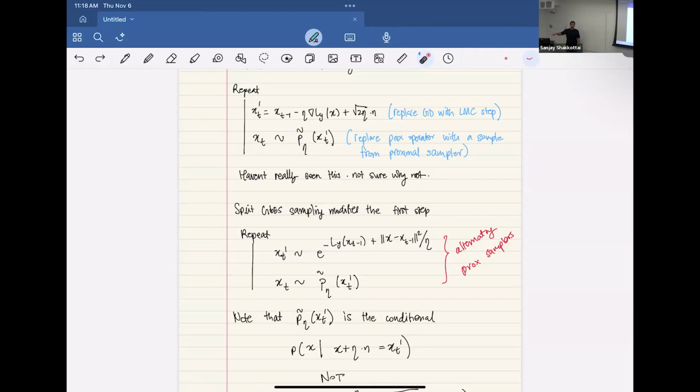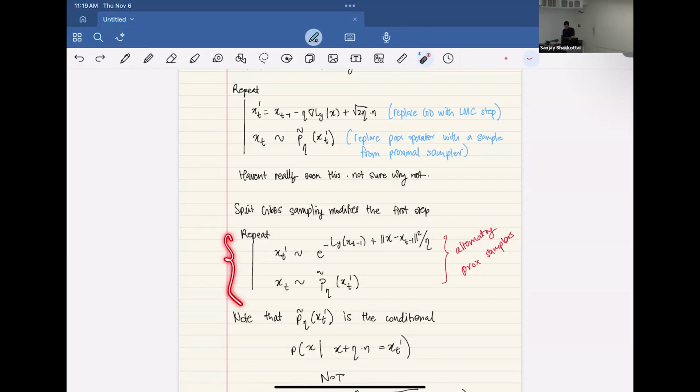So I don't think the original split Gibbs papers talk about it this way. Okay, right. So a couple of minor modifications later, I don't want to spend too much time on this.